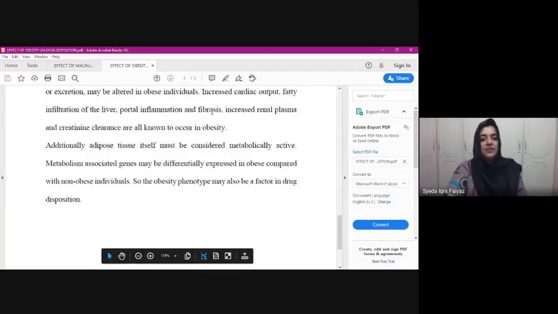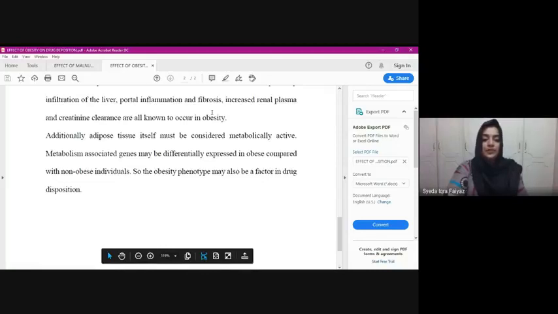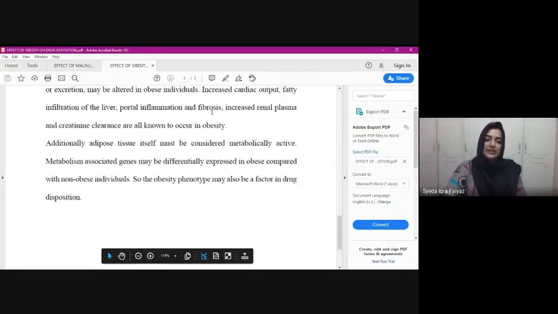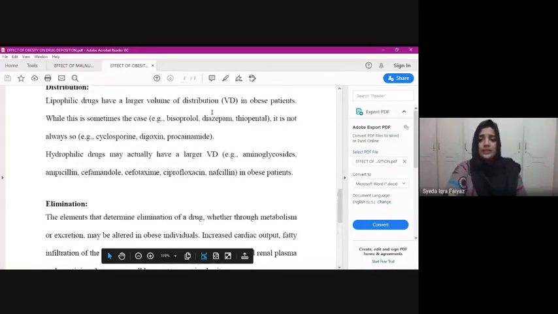Additionally, adipose tissue itself must be considered metabolically active. Metabolism associated genes may be differentially expressed in obese compared with non-obese individuals. So the obesity phenotype may also be a factor in drug disposition. So what they say is basically that the metabolism levels are going to be altered as well. So some drugs may be easily digested, some will not be easily digested, some will need to work in combination with other drugs, and sometimes only one drug is enough. So at every individual level, it is different. So this is how obesity will actually affect drug disposition.